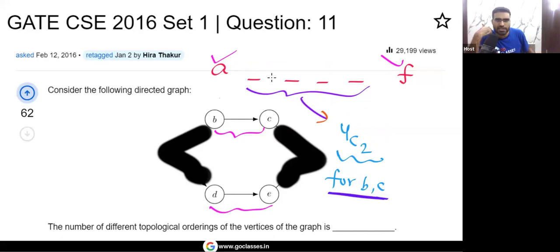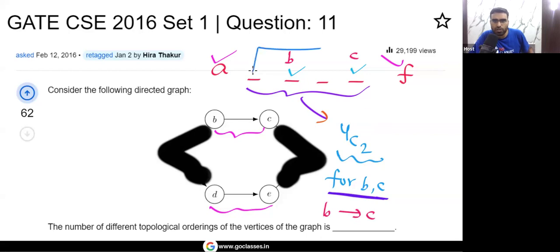Let me assume I am selecting these two positions. If I select two positions, then in how many ways can I put B comma C? Once I have selected two positions from these four positions for B comma C, for example these two positions, now in how many ways can I put them? Only one way, because B should come before C. Yes or no? B should come before C.